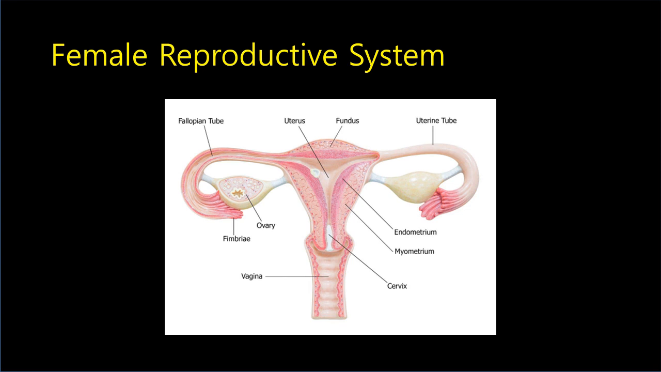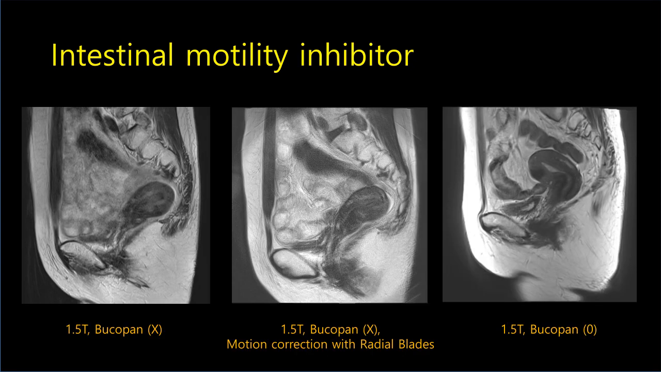The female reproductive system is as shown in the picture, and all organs must be scanned during MRI examination. Compared to the epigastrium, the pelvis has fewer artifacts caused by movement, and relatively good images can be obtained. Fasting for 4 to 6 hours, and if available, intramuscular or intravenous injection of a bowel movement inhibitor, etc., before examination can reduce the movement of the internal organs of the pelvis.